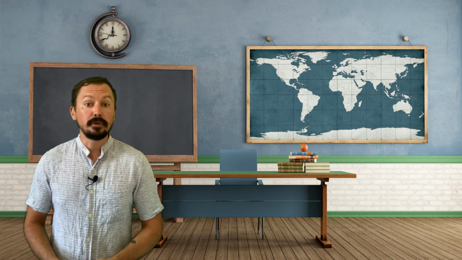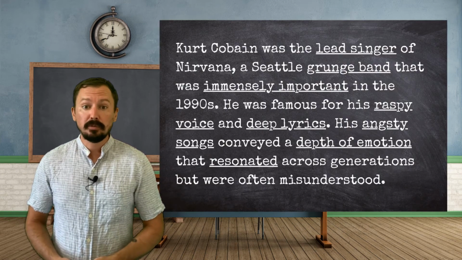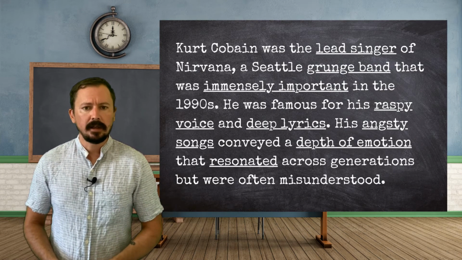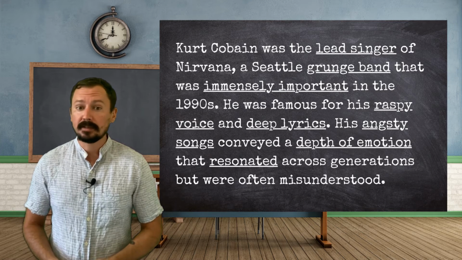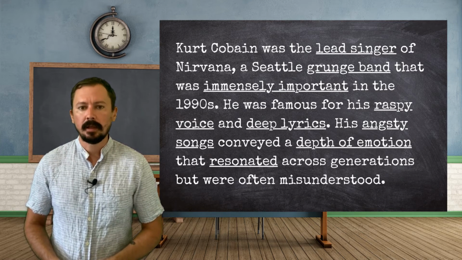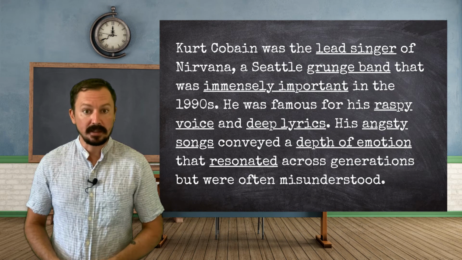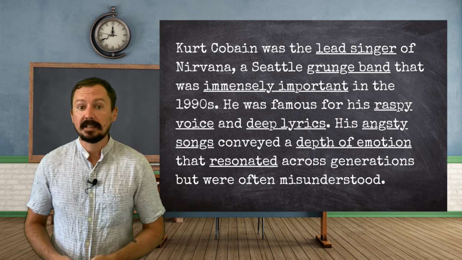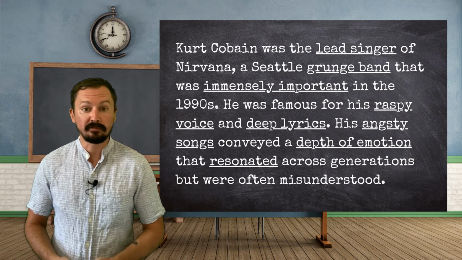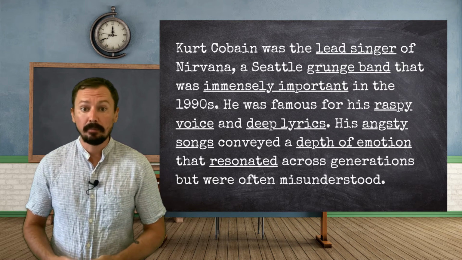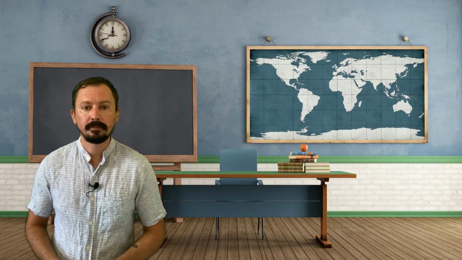Let's look now at a few examples. Kurt Cobain was the lead singer of Nirvana, a Seattle grunge band that was immensely important in the 1990s. He was famous for his raspy voice and deep lyrics. His angsty songs conveyed a depth of emotion that resonated across generations, but were often misunderstood.